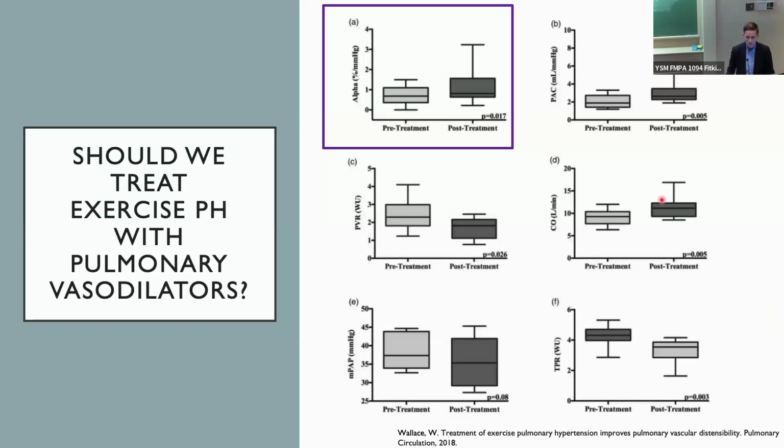And then interestingly, this was the only study to date to show that the treatment of exercise PH seems to improve pulmonary vascular distensibility, which again is posited to be a sensitive marker for early disease detection in this population.